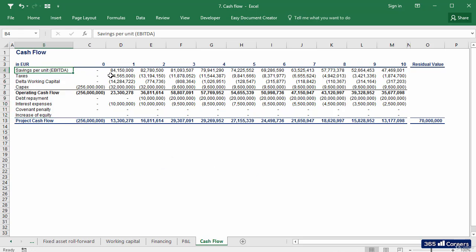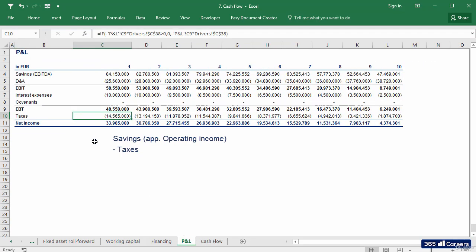We start from savings, which is an approximation of operating income in our model. Then we subtract the taxes the company pays every year when its earnings before taxes result is positive. We calculated these figures in our previous lesson, remember?